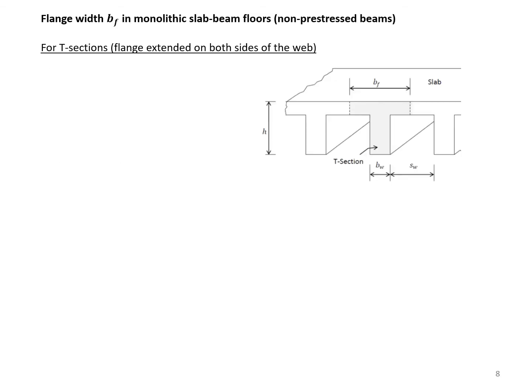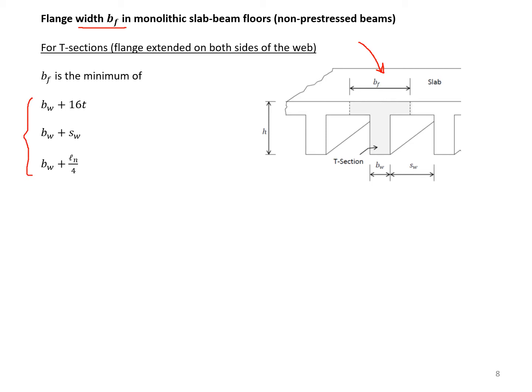Let's find out how we can determine the width BF. For T-sections, in other words, the ones with flange extended on both sides, as you can see in this figure, BF is a minimum of the three values shown in here.